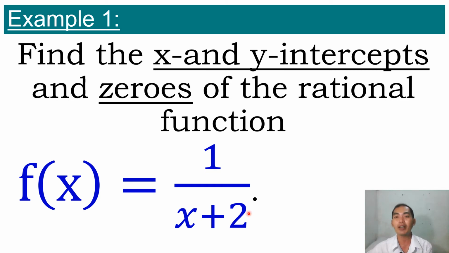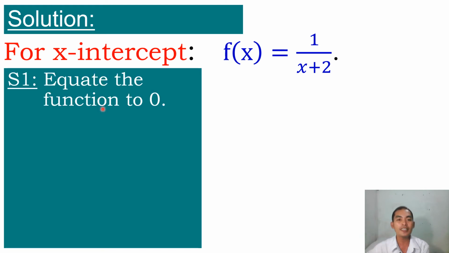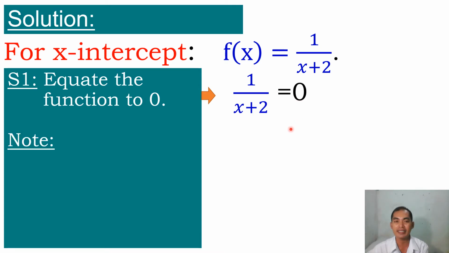Take note, pag y-intercept, 0 ang x. Pag x-intercept, 0 ang y. Okay, we have here the step-by-step solution. First step is equate the function to 0 or just get the numerator which is 1 then equate to 0. So 1 over x plus 2 equals 0.